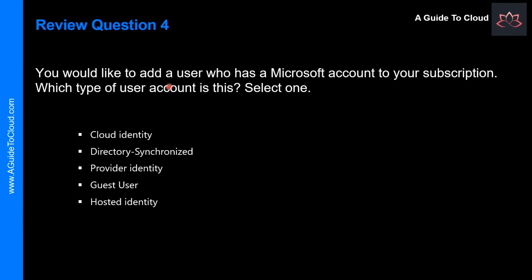You would like to add a user who has Microsoft account to your subscription. Which type of user account is this? You need to select one answer. So is it a cloud identity? No. Is it a directory synchronized identity? Absolutely not. Directory synchronized identities are synchronized from on-prem to the cloud. Cloud identity is a user who is born in the cloud.